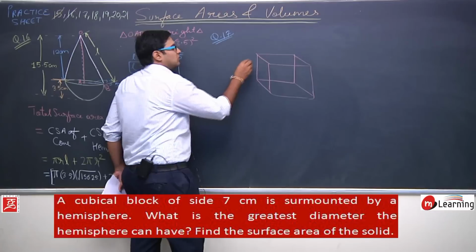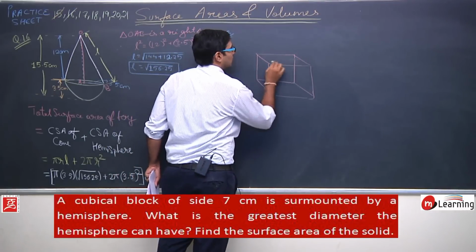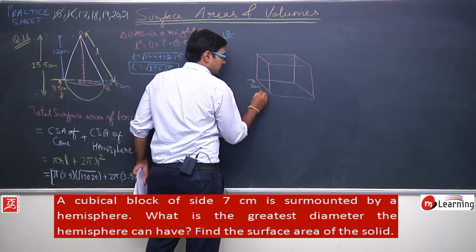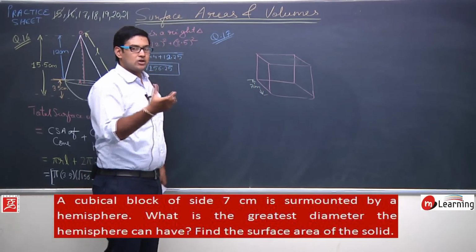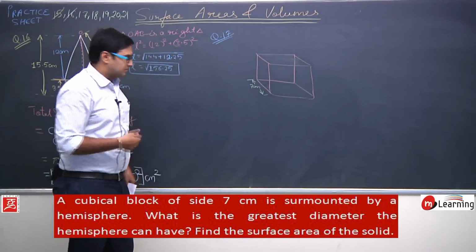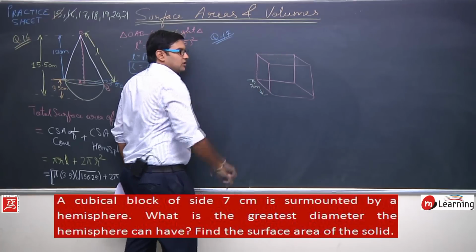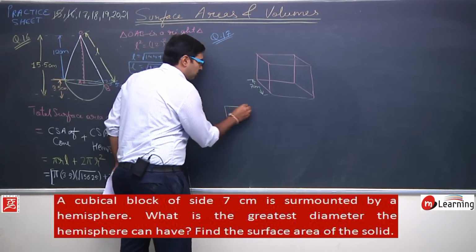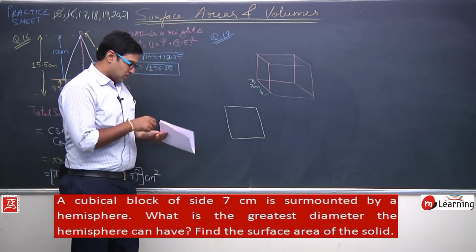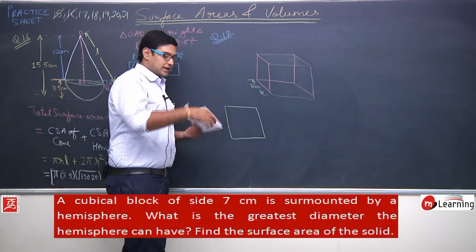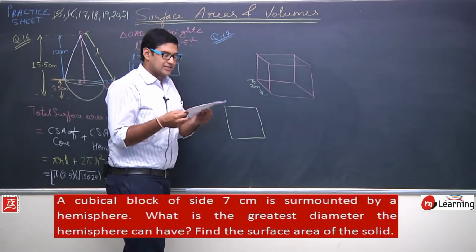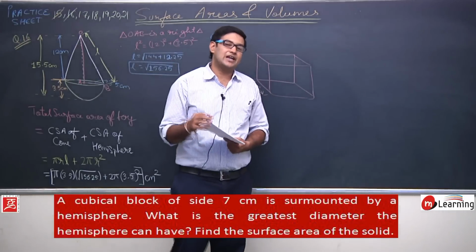See, if I observe the top of this cubical block, which is 7 centimeters in dimension, since it's a cubical block, the length, breadth and height of this block are 7, 7 and 7. If I observe the top of this cubical block, the top looks like this. Now I need to put a hemisphere at the top of this cubical block, and it asks what is the greatest diameter that the hemisphere can have.